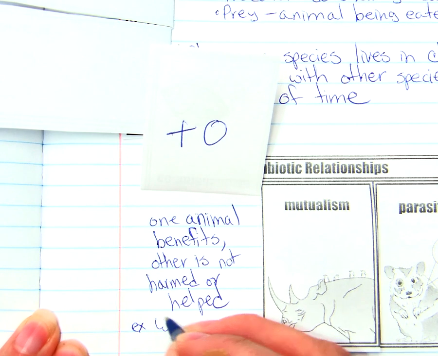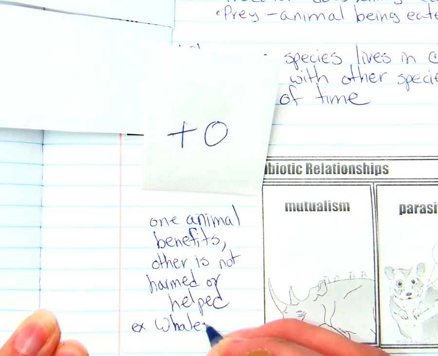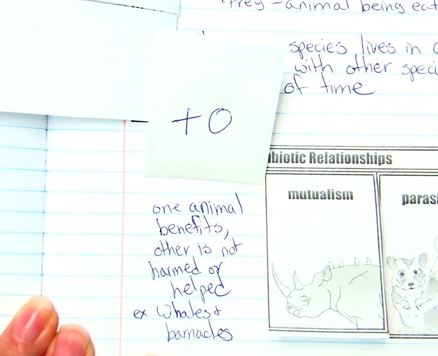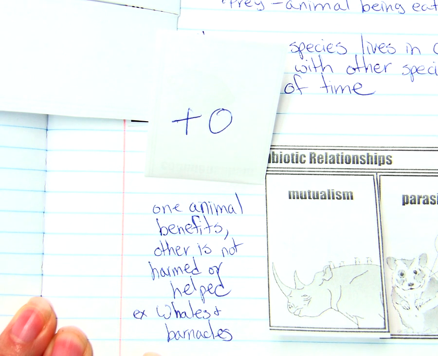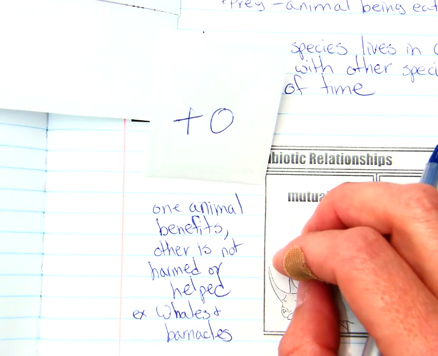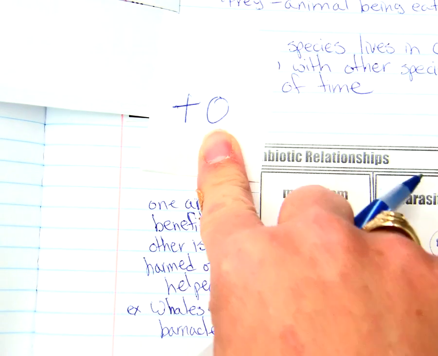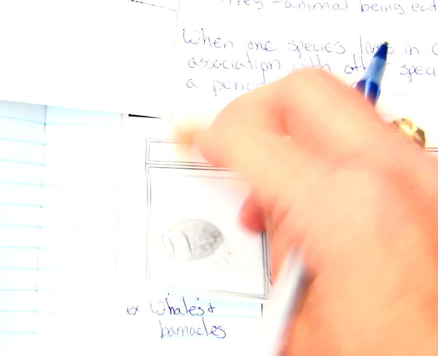Another example would be whales and barnacles. Barnacles are tiny little crustaceans, little animals that filter feed. Whales, giant, they're like a speck of mud sticking to its skin. It just doesn't notice them, it doesn't care that they're there. So this is commensalism. One is helped, other one doesn't care. Not harmed, not helped.